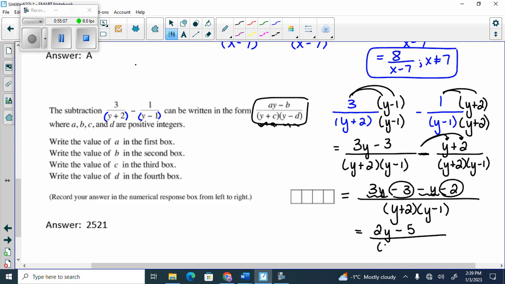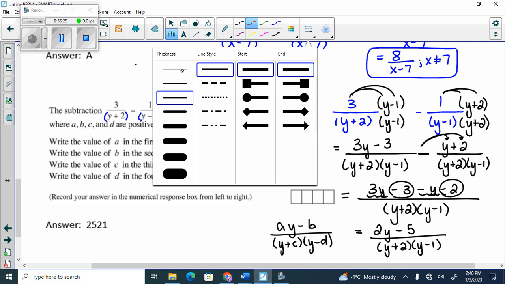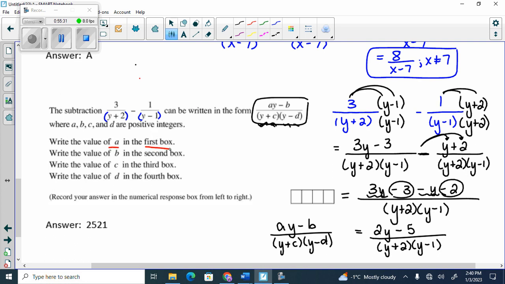over y plus 2, y minus 1. Now we need to match. So it is of the form ay minus b over y plus c, y minus d. And we have to make sure that we pick out what we need to. So it says a in the first box, b in the second, c in the third, d in the fourth.